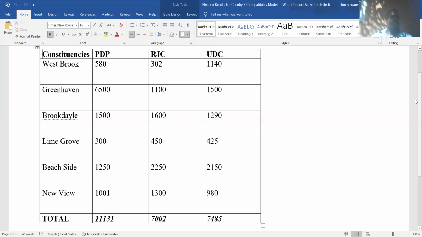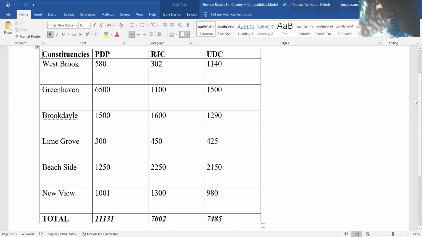Beachside, PDP 1,250, RJC 2,250, UDC 2,150. So the candidate from RJC won that constituency with 2,250 votes. New View, PDP 1,001 votes. RJC, 1,300 votes. UDC, 980 votes. So the candidate from RJC, 1,300 votes, won that constituency.